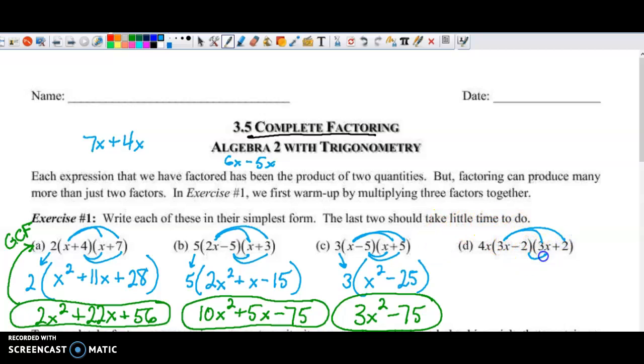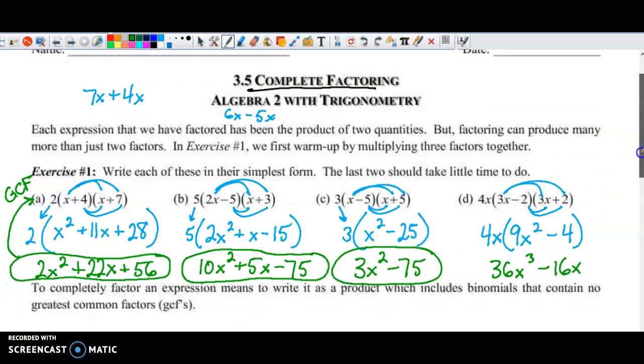So then the next one, pretty similar stuff, just a little bit different. The outside and inside terms will cancel. So it's 9x squared minus 4, because the 6x minus 6x will cancel. But with that 4x in front and you distribute, you'll actually get 36x cubed minus 16x. So a little bit different, but still doable.